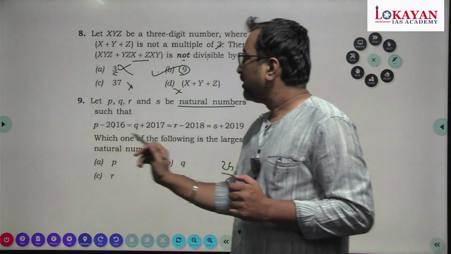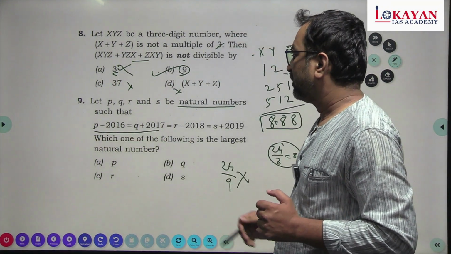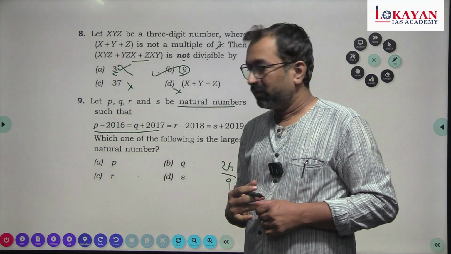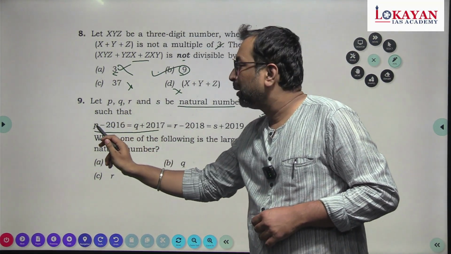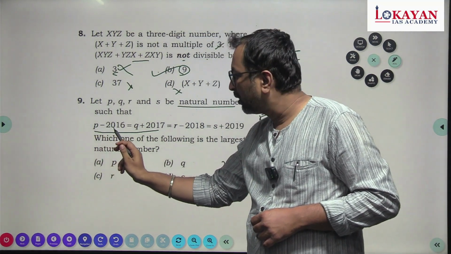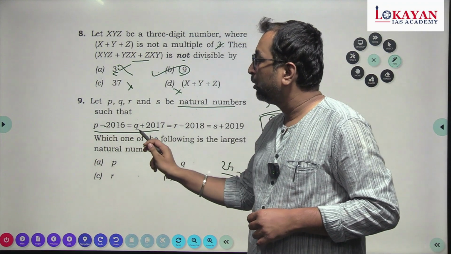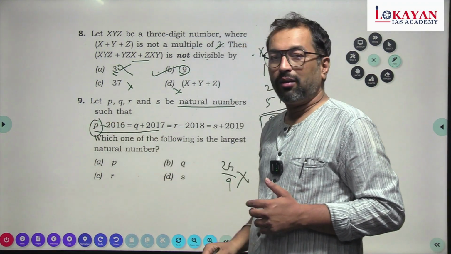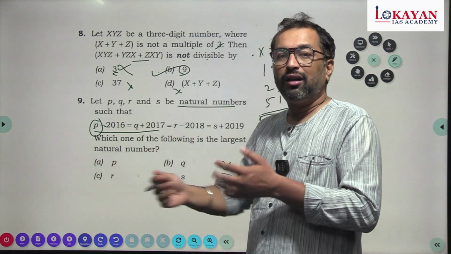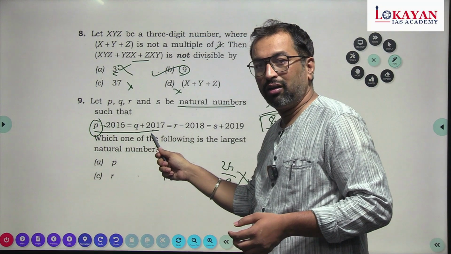So, which number will be the biggest? Let's just check. Let's see what P and Q give us, right? I am subtracting something from P and adding something into Q. Then they are becoming equal. What does that tell me? That P is a bigger number. Because I am subtracting from it, then it is becoming equal to Q, which is adding something to it, right?